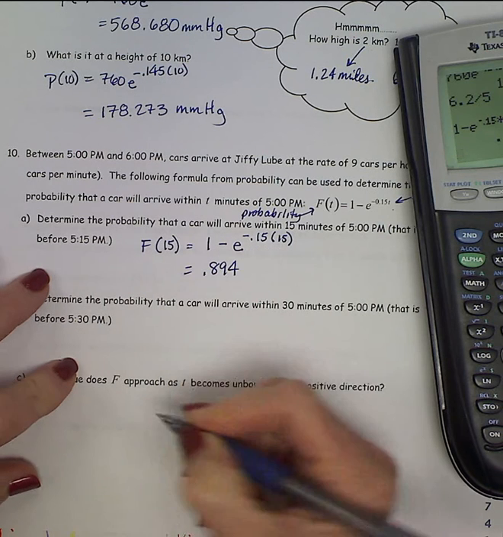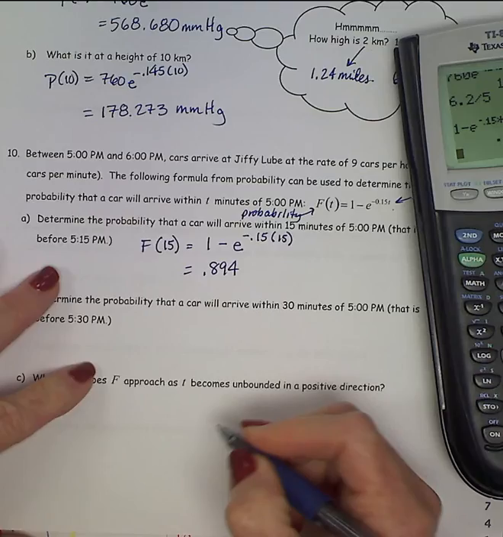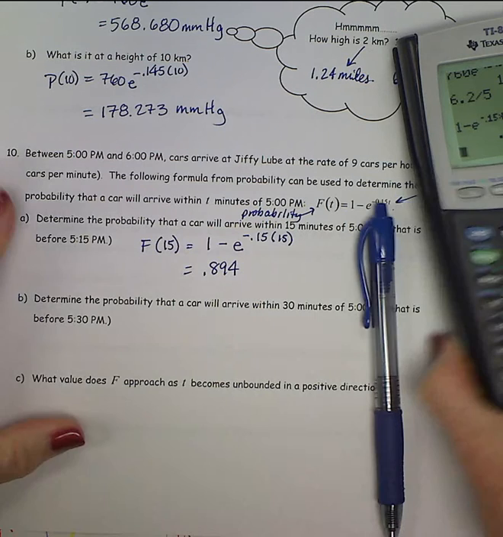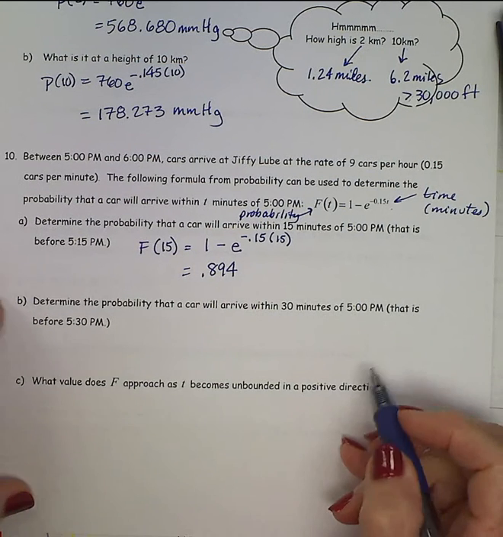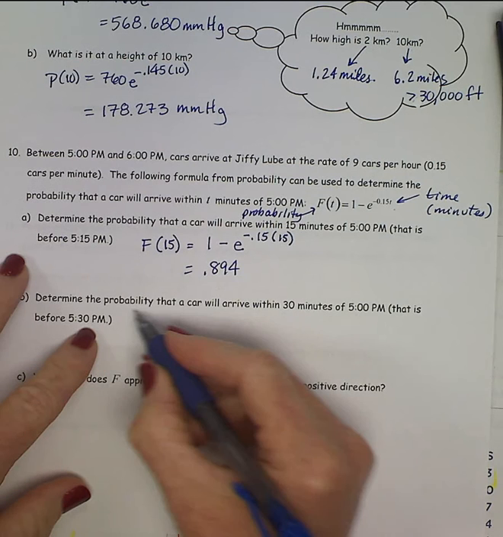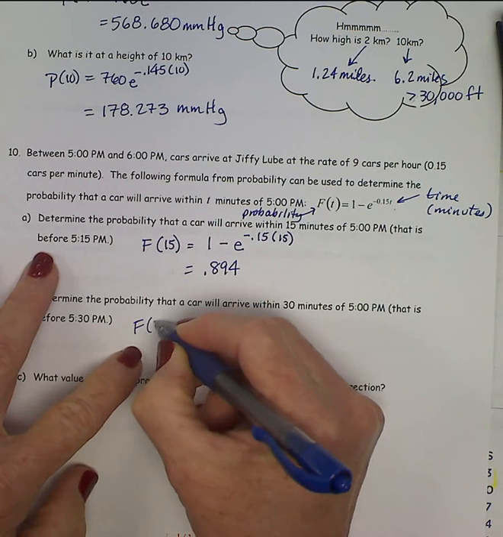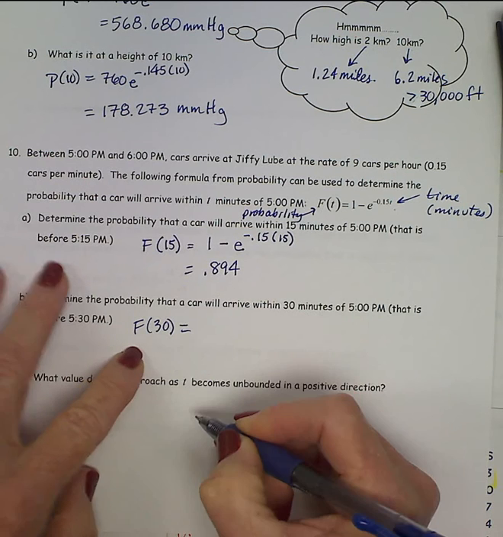So 89.4% chance that a car will get there within 15 minutes of 5 o'clock. Determine the probability that a car will arrive within 30 minutes. So plug in a 30.